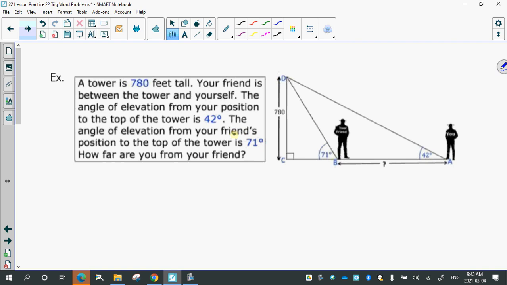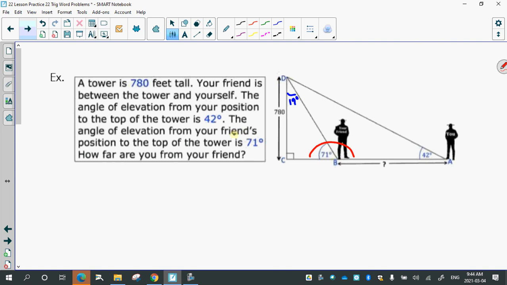Ideas? Yeah. 180 minus 71 minus 90 gives you this little angle in here. Anything else we know? Yep. Oh, this rule here? This rule here means that parts of a straight line add up to 180.